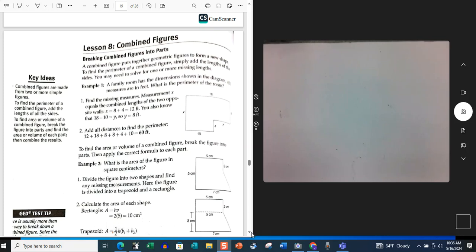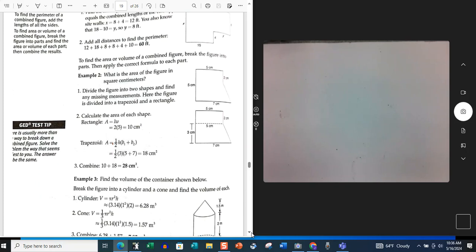Now we come here with example 2. It says to find the area or volume of a combined figure, break the figure into parts, then apply the correct formula to each part. What is the area of the figure in square centimeters? Now, they want us to do the area.